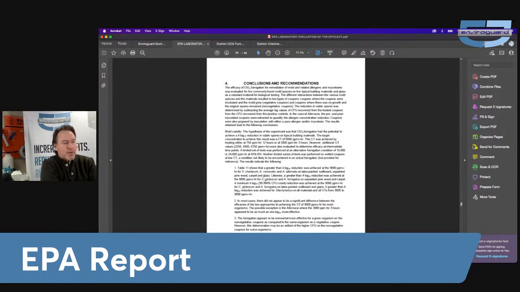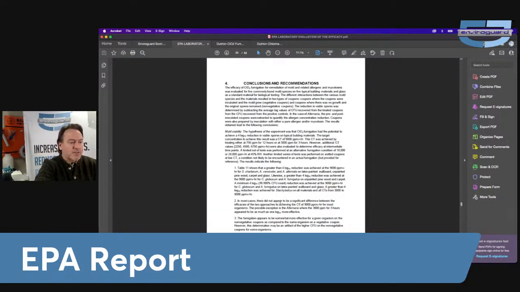First, in Table 11, it's saying that Table 11 shows that a greater than 4 log reduction was achieved at 9,000 parts per million per hour for Stachybotrys, the Aspergillus, on latex painted wallboard, unpainted wood pine, carpet, and glass. Likewise, a greater than 4 log reduction was achieved at 9,000 parts per million for the prescribed hours in Chaetomium, another Aspergillus, on unpainted wood pine and carpet, and so on. Again, you're going to have access to this.